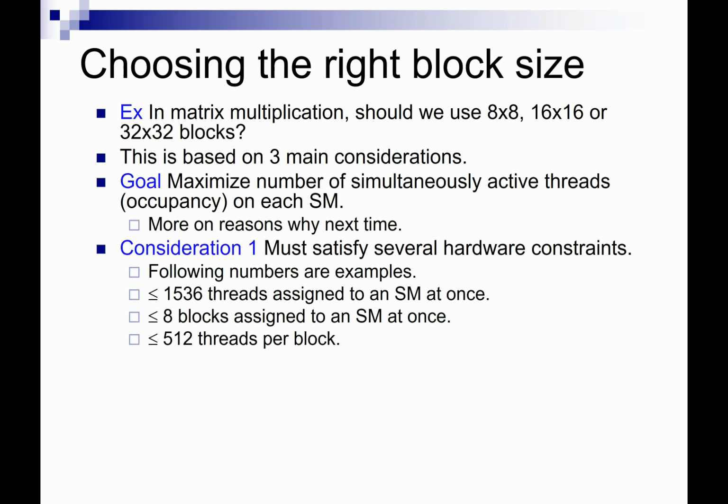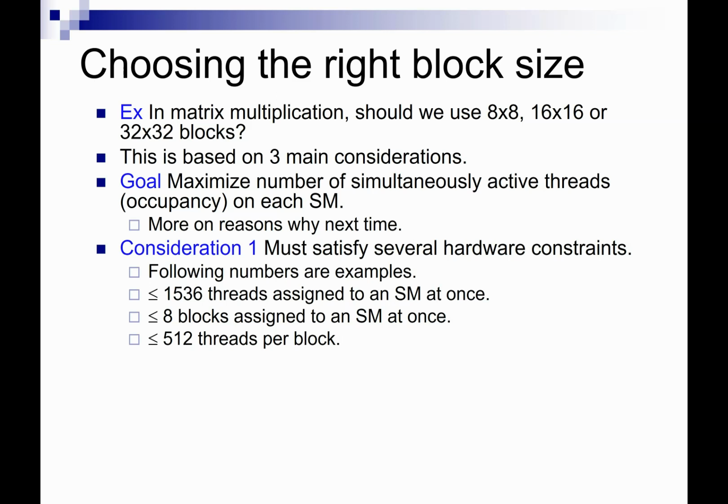The first constraint is based on hardware. There's a limit on how many threads you can put onto an SM. The GPU hardware puts a limit on how many threads can be assigned to an SM at a single time point. It also puts a limit on how many blocks can be assigned to an SM, and there is also some limit on how many threads per block. These limits differ based on different GPUs, and I'll tell you how to find these numbers later. But there definitely are these numbers, and here I'm giving ballpark figures.